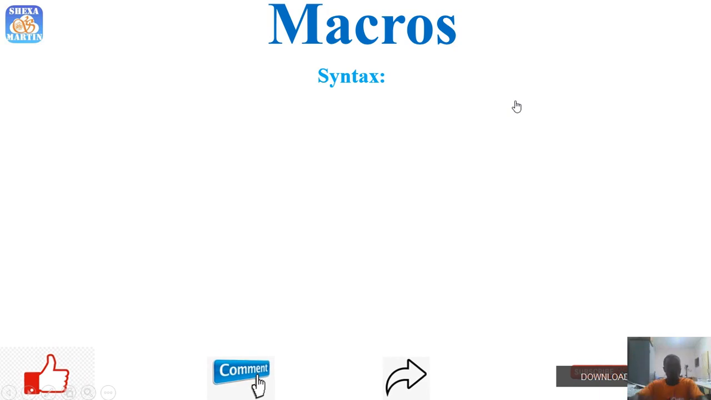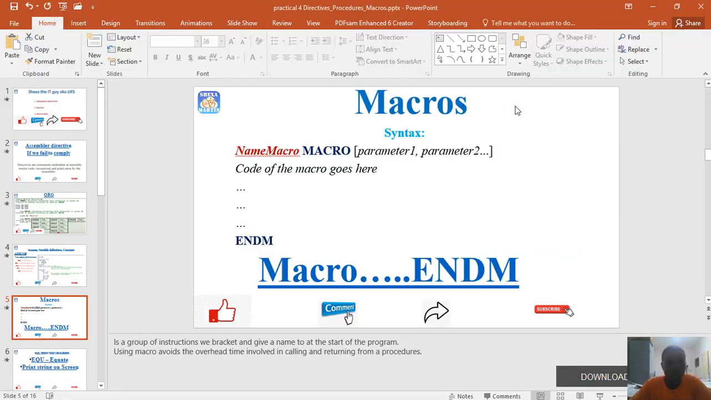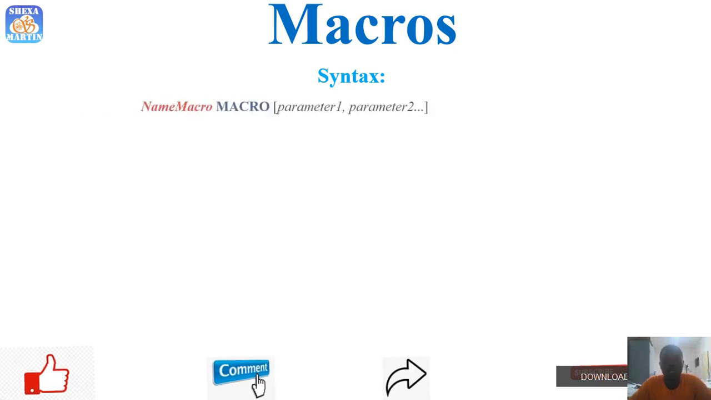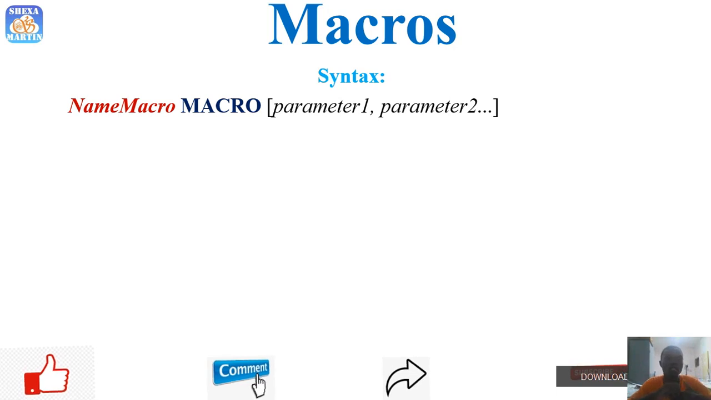What is it that we call a macro? A macro is just a group of instructions that we bracket and give a name at the start of the program. Using a macro avoids the overhead time involved in calling and returning from procedures. Let me give you the syntax of how one can define a macro. The first thing is you give a name to your macro. Let's say you want to add 2 numbers, so you may give the name add 2 numbers to your macro.